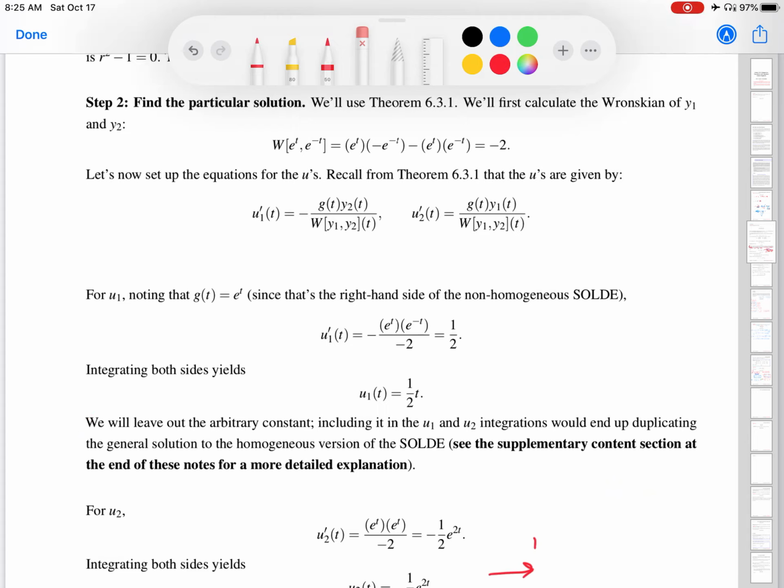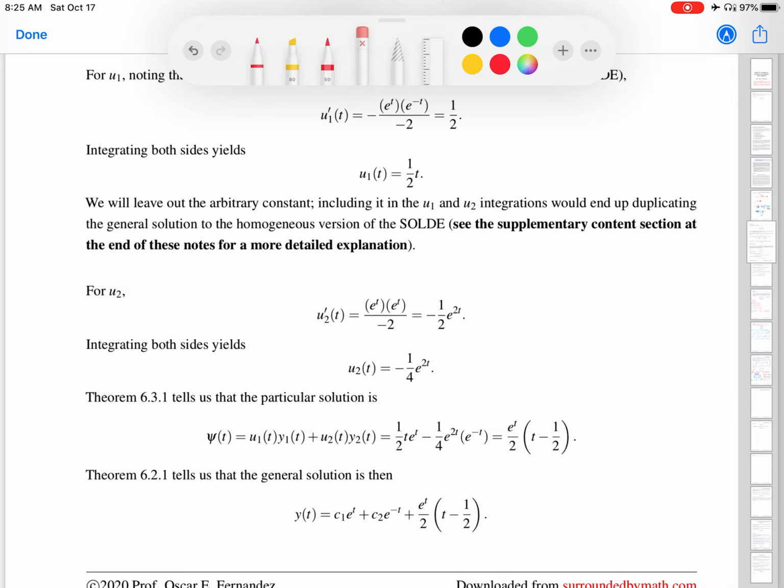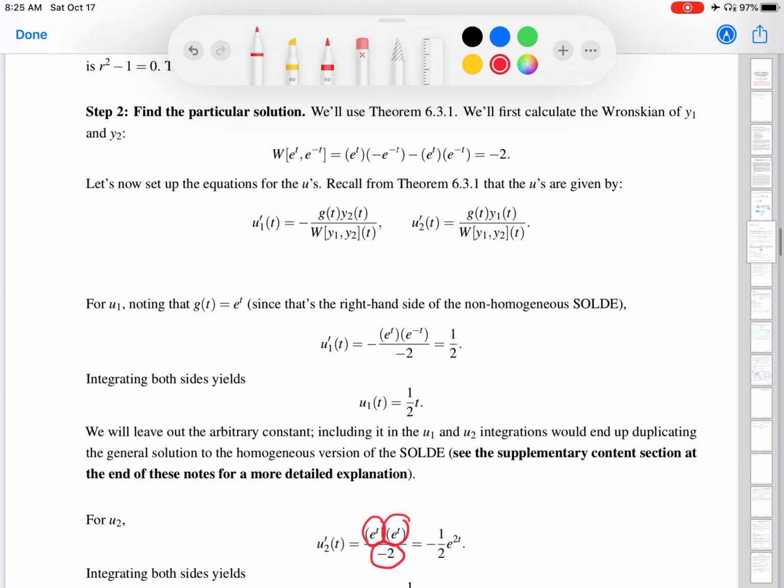So again, in solving for u1 and u2 by integrating, I am not going to add the plus c here. All right. Okay, so we have found u1. Now for u2, it was a very similar expression. So it was g of t times y1 divided by the Wronskian. So that's up here, g of t, y1 divided by the Wronskian.